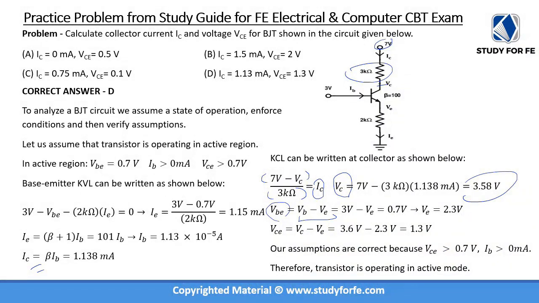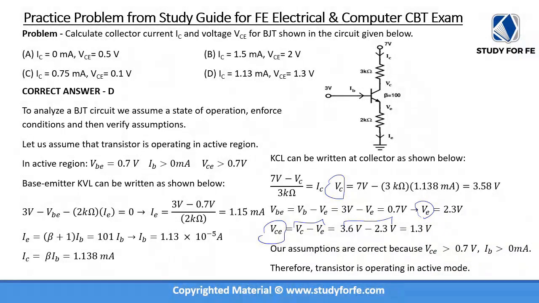And our VBE is equal to VB minus VE. We know that based on our assumption, the base emitter has to be forward biased. So VBE is set to 0.7 volts, which means VB minus VE is 0.7 volts. Then we solve for VE and find that VE is equal to 2.3 volts. So we just found VC over here and VE over here. So VCE will now be equal to VC minus VE, which is 3.6 minus 2.3 volts, which is 1.3 volts.